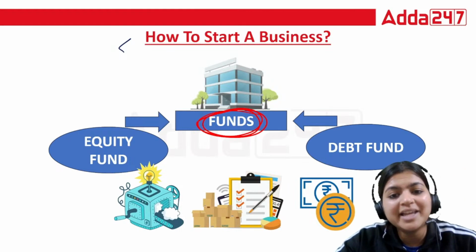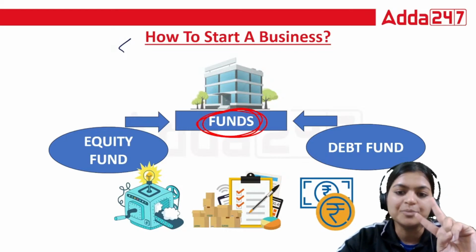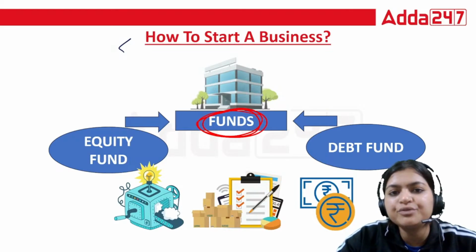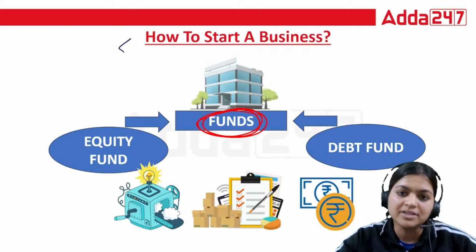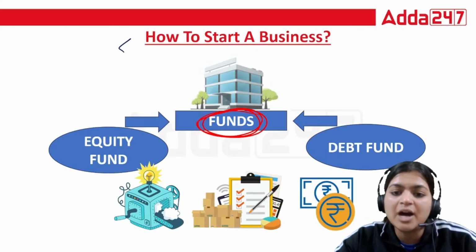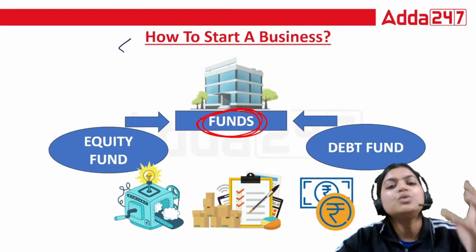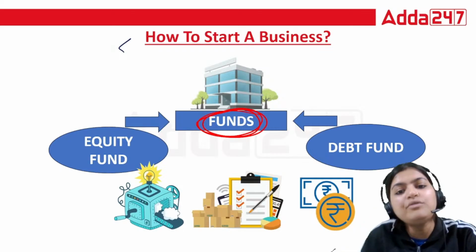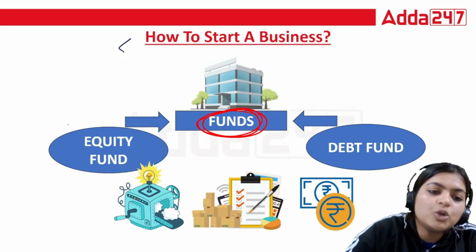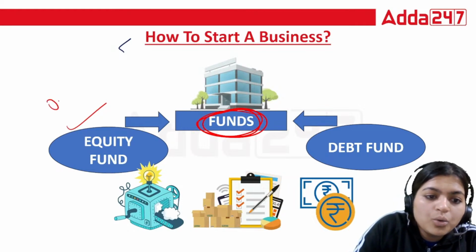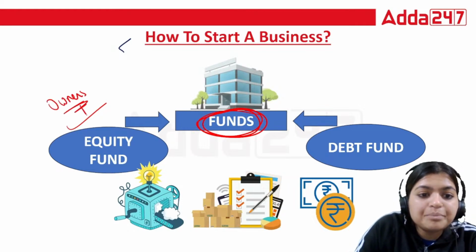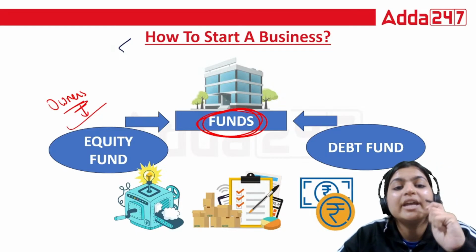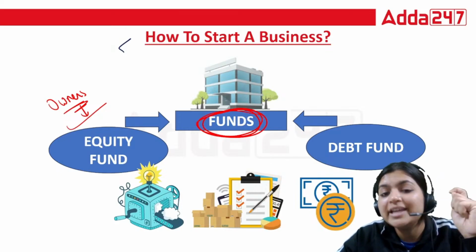But how can we arrange these funds? So we have two options. First, suppose you are starting your business, so how will you arrange your funds? Suppose you have some savings. Yes, your FD, your saving account. Yes, your jewelries you will use. So first you will use your savings. Whenever you are using your own funds, that will be your equity fund. It means when owners are giving any amount to their company, that will be equity fund. Yes, that is equity fund.